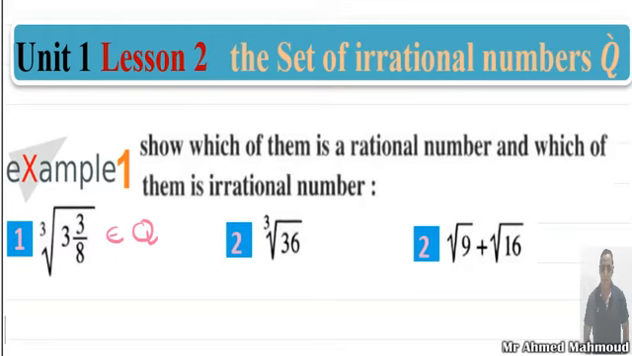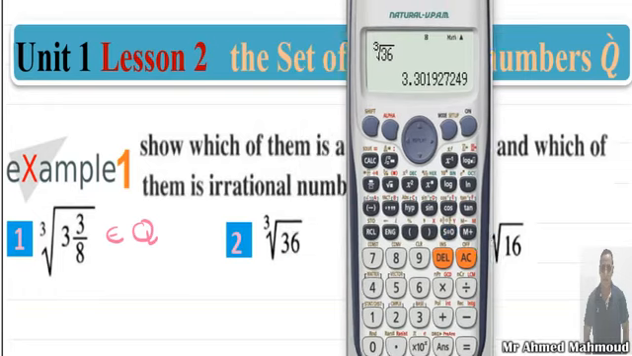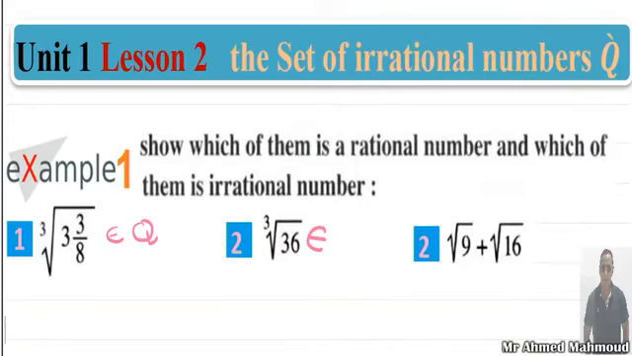Here we have cubic root 36. Cubic root 36 equals 3.30. I can't write this number as a fraction. Check by using S to D. Like this, it's not a fraction, then this number is an irrational number. Okay, then I'm going to write belongs to Q dash.